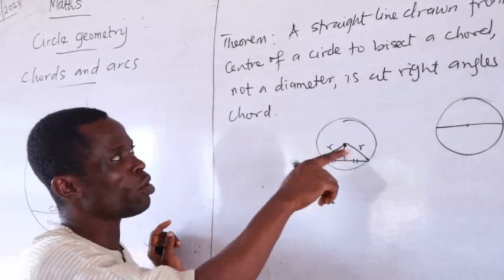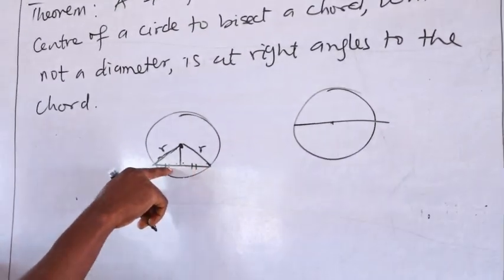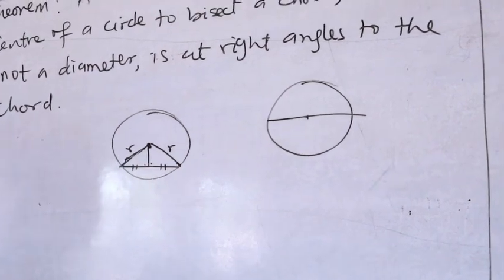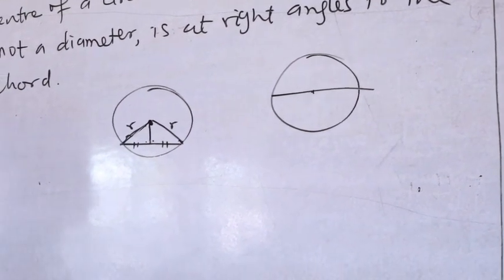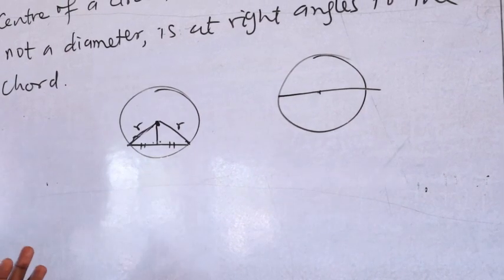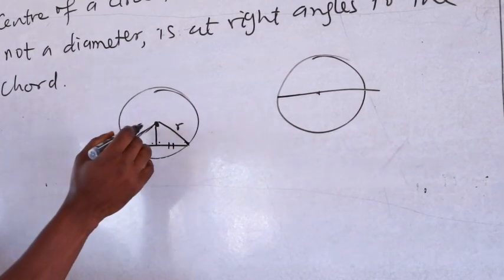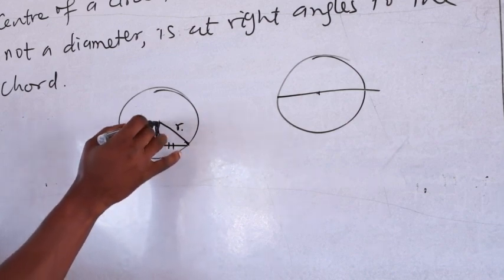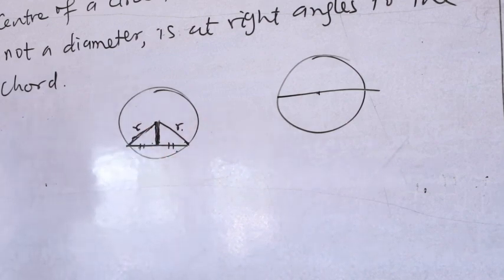Okay, we have been told that the line that is drawn from the center bisects that chord. And if the line bisects that chord, it means it divides it into two equal parts. Now, this side is equal to this side, and this line here that is drawn from the center is common to the two triangles. That is what is called SSS, congruent triangles.